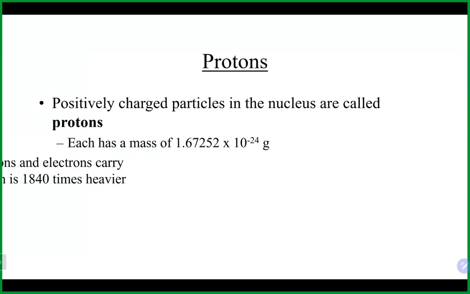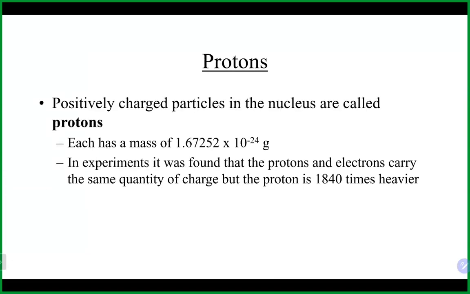Now, obviously, as we've been talking about this idea that the nucleus contains our protons, which are positively charged, it was determined that the mass of a proton is 1.67252 times 10 to the minus 24 grams. If you remember, the mass of an electron is 9.09 times 10 to the minus 28 grams. The one that's a larger number is the proton, yes.